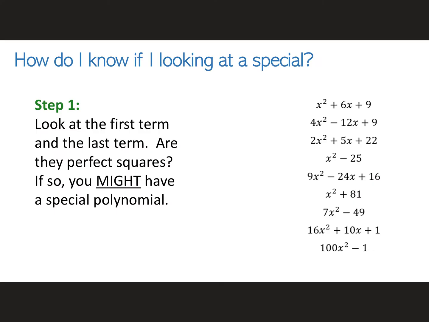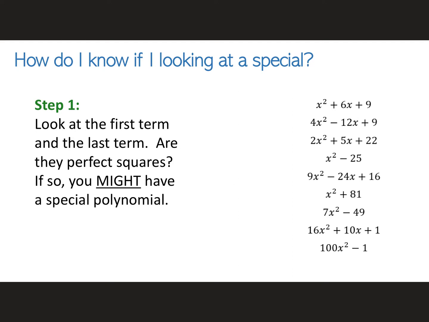Before you can factor special polynomials, you have to be able to identify them. So here's how to identify them. Step one, look at the first term and then the last term. Are they both perfect squares? If so, you might have a special polynomial. Okay, let's look at this list.